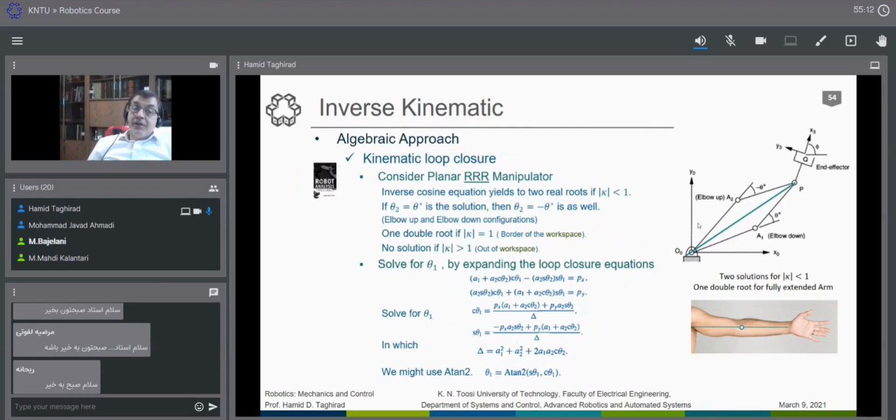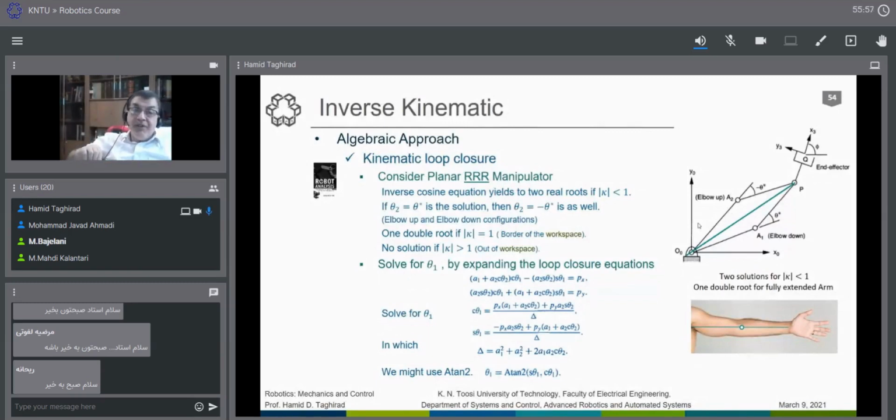The typical answer is, of course, you should use the solution which is close to your previous solution. This means that at the initial point of the robot, you consider it either elbow down or elbow up. If you use it elbow down, at each second point, since we are continuously moving in the space, we use the solution which is close to the previous one. So if we are elbow down, we go elbow down everywhere. If we are elbow up, we go elbow up everywhere.